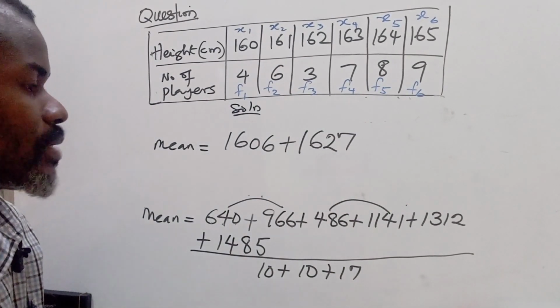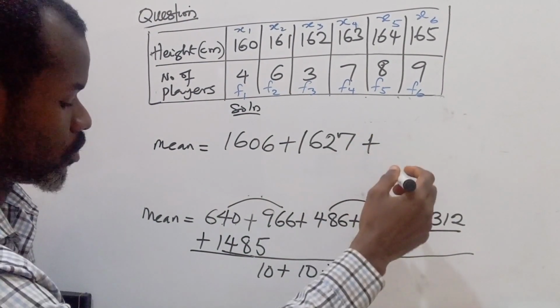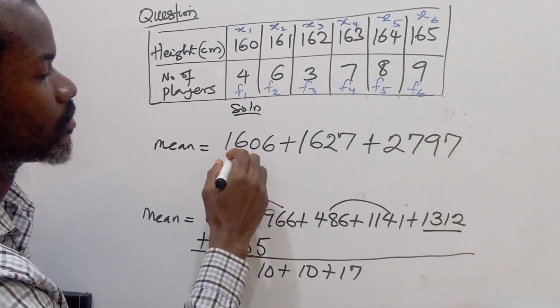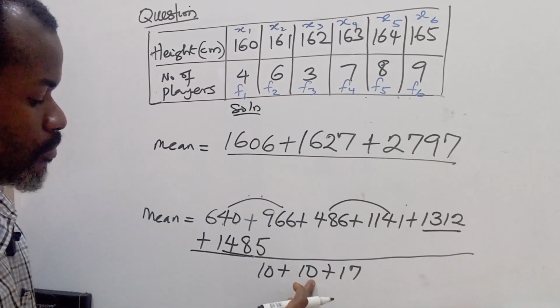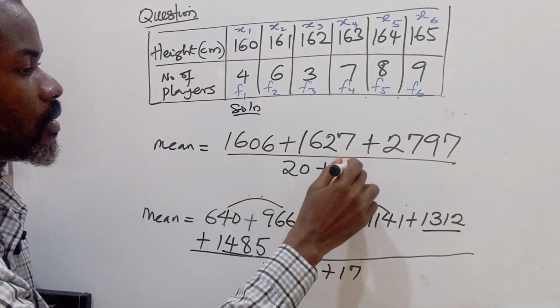That's for that. And lastly, we are going to add these two. So if we add those two, we're going to get 2,797. So all this divided by, we have 10 plus 10, which is 20, plus what? 17.